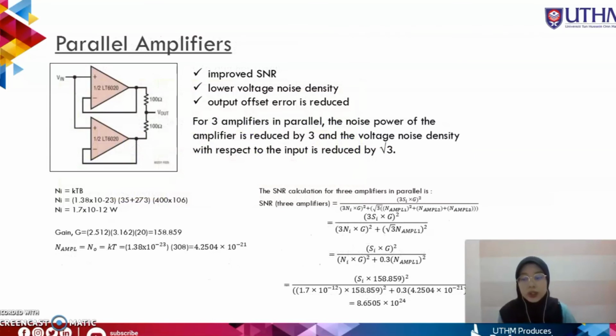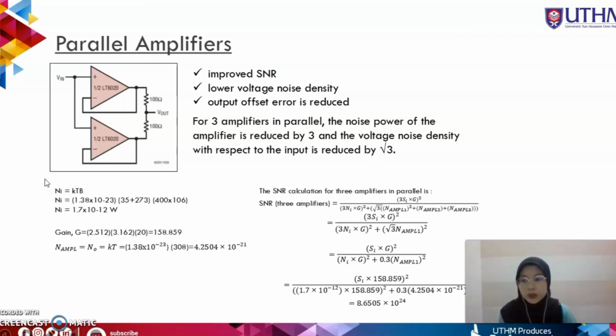Next, we can use a parallel amplifier. This technique can improve our SNR output, lower the voltage noise density, and reduce the output offset error. If we are referring to our group assignment, which is the limitation and condition, there are three amplifiers. So in this situation, we use three amplifiers in parallel. The noise power of the amplifier is reduced by 3, and the voltage noise density with respect to input is reduced by 3. We can prove this by using this formula.